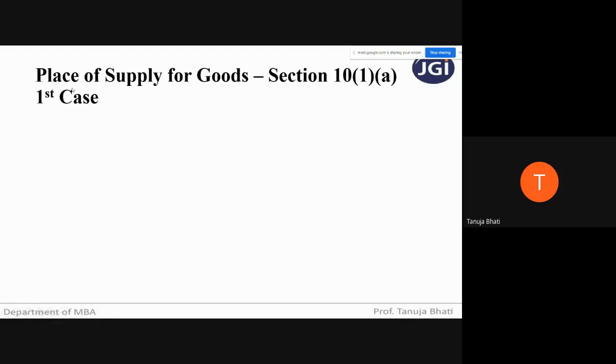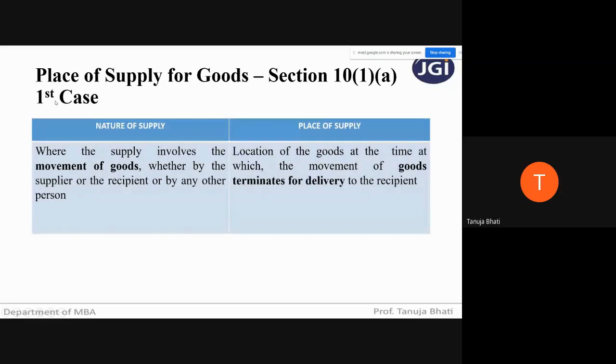So let us understand the first case. What is going to be the place of supply for goods under section 10, subsection 1, clause A? First case is what, students? Where the supply involves the movement of goods, whether by supplier or recipient or by any other person, the place of supply, as I already told you, will be the location of goods at the time at which the movement of goods terminates for delivery to the recipient.